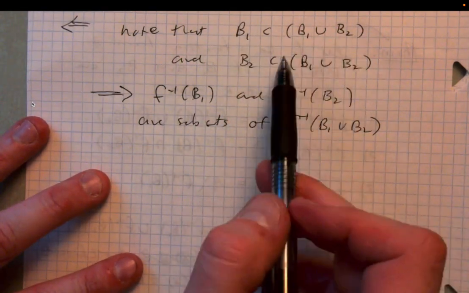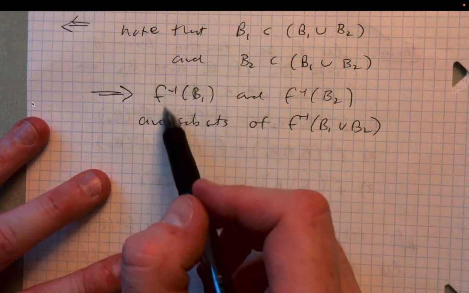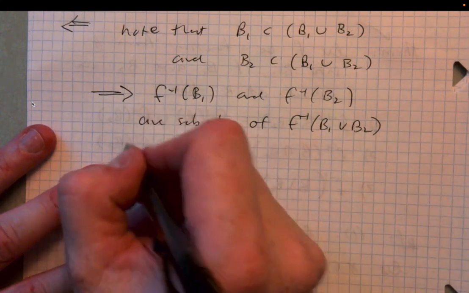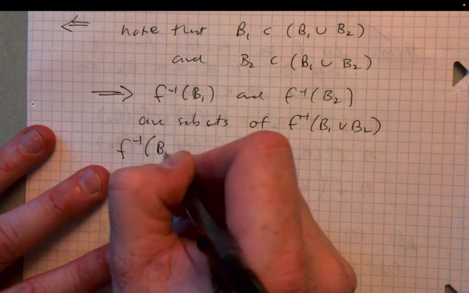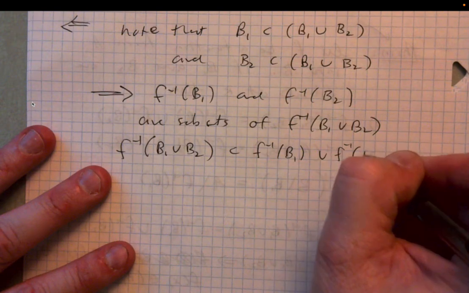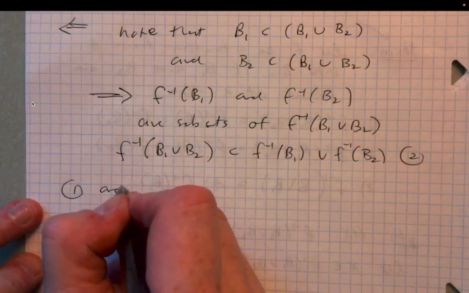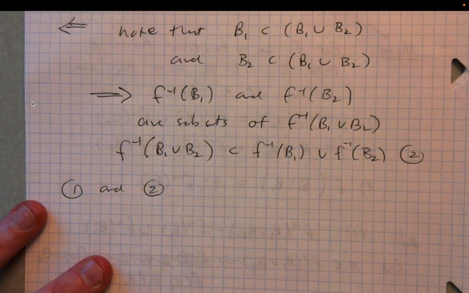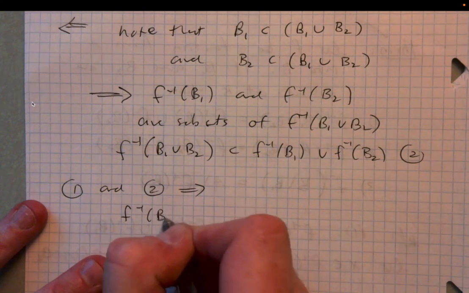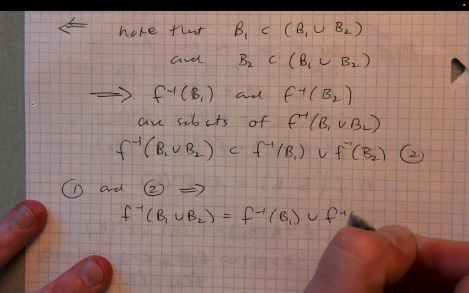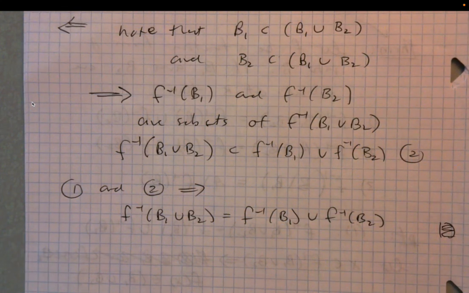So B1 is a subset of B1 union B2, and B2 is also a subset of B1 union B2. That means the inverse image of B1 and the inverse image of B2 are both subsets of the inverse image of B1 union B2. And that's all we need. So the inverse image of B1 union B2 is a subset of the inverse image of B1 union the inverse image of B2. We'll call that 2. Then 1, from the previous page, and 2 imply that they're equal. That's all we need to show. Perfect. All right.